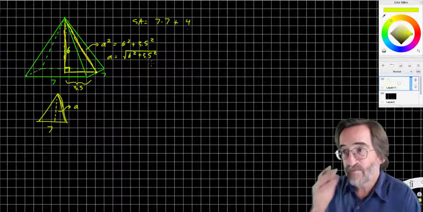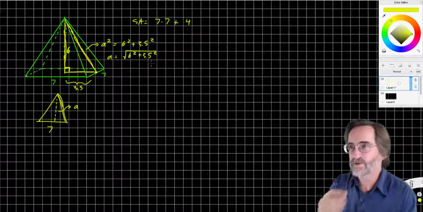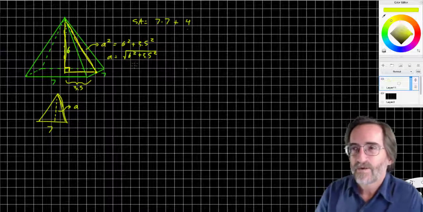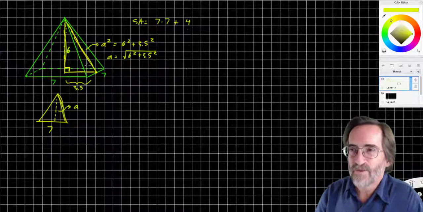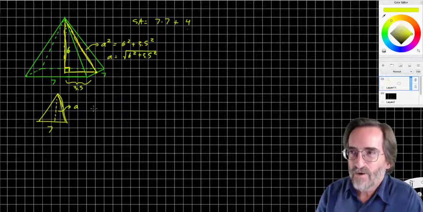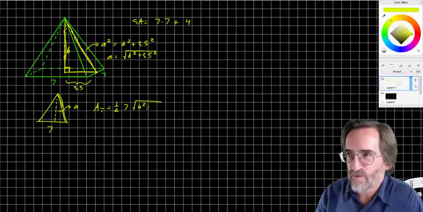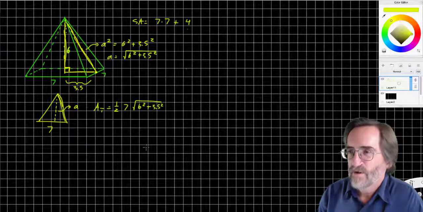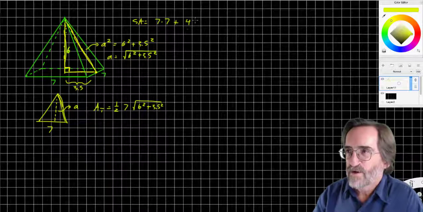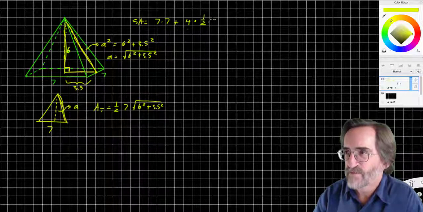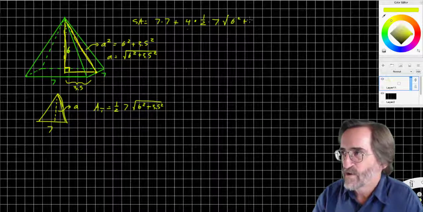Now I know you might be tempted to work out what numbers those come to. I'm going to leave it just like that for now. So that's the slant height. That's the height of our triangle. And the area of a triangle is 1/2 base times height. 1/2 7 times the slant height, square root 6 squared plus 3.5 squared. And so there's what we multiply 4 by. There's 4 triangles. 4 times 1/2 times 7 times square root of 6 squared plus 3.5 squared.